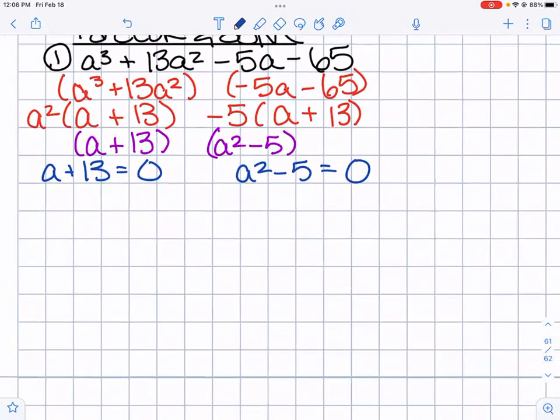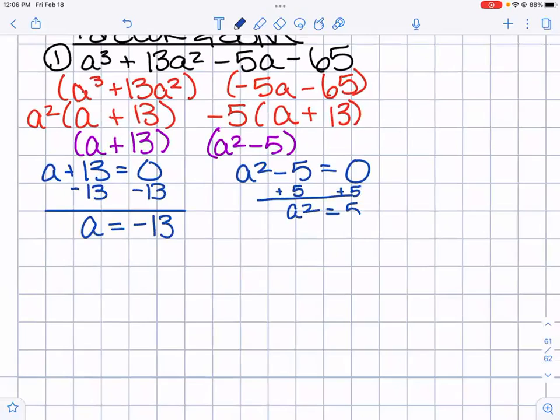Okay, first, a plus 13 equals 0. What do I need to do to figure out what a is? Subtract 13. What does a have to be? -13. Okay, if I want to solve the other side, what am I going to do? Add 5. Now I've got a squared equals 5. What do I have to do? Square root it.